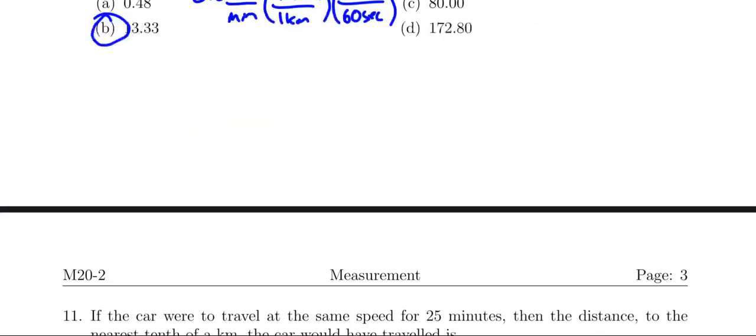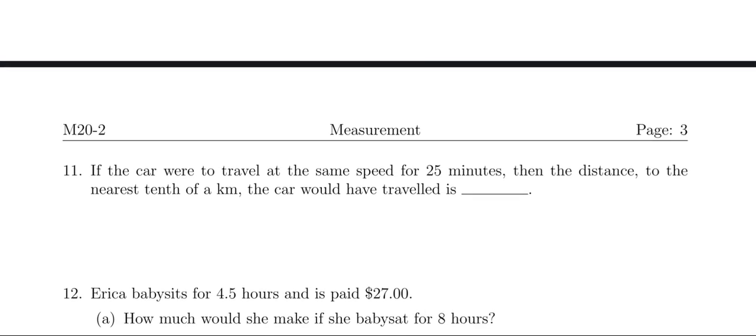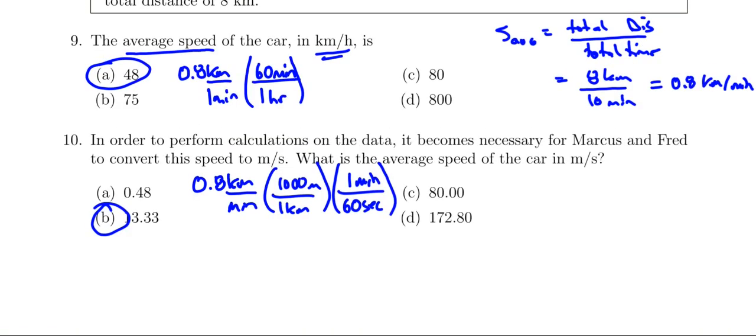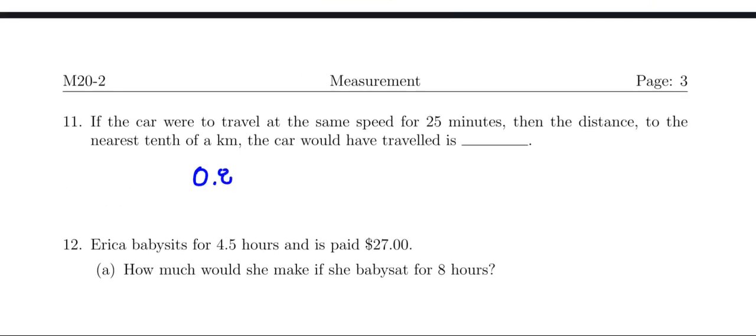Okay, now the last question here says if the car were to travel at the same speed for 25 minutes, then the distance to the nearest tenth of a kilometer that the car would travel is what? Well, okay, let's just go back up. We know that it goes 0.8 kilometers in 1 minute. So 0.8 kilometers per minute.